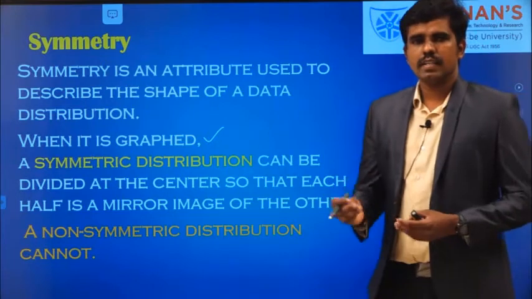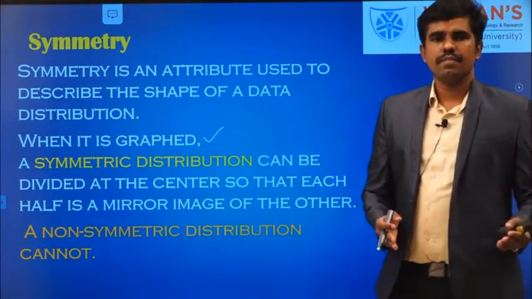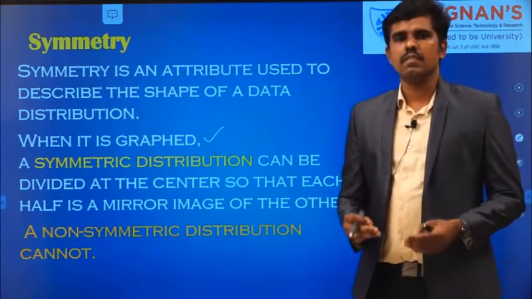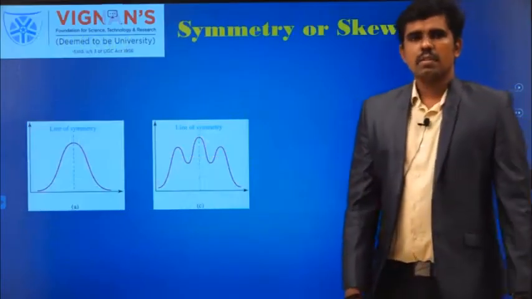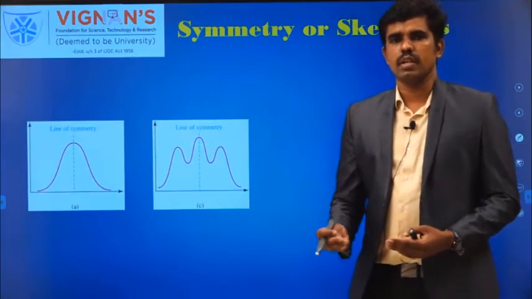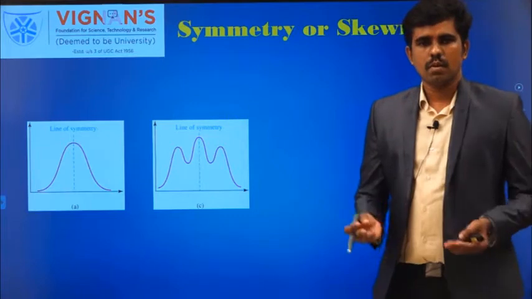So when we look at the graph, exactly at the center point, the left half and right half area will be the same. Both are equal. So in that case, we will say that the data distribution is symmetric. Otherwise, normally we will call that asymmetric, and we will move on to skewness. If the given data is symmetric, we will not talk about skewness.